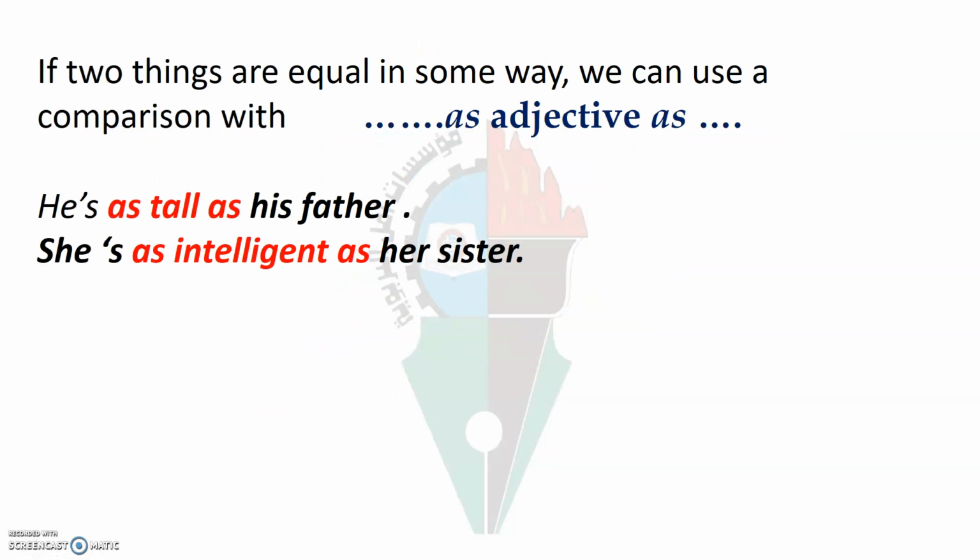If two things are equal in some way, we can use a comparison with as, the base form of the adjective, and as. It's worth mentioning this because students usually say something like, he's as taller as his father. Well, we can't put taller here. So when you're doing a comparison of equality here, you would put as tall as. The adjective has to be in the base form. Or she's as intelligent as her sister. Again, the adjective has to be in the base form. So keep that note in mind. We'll need it later.